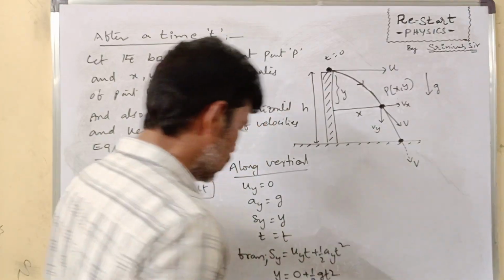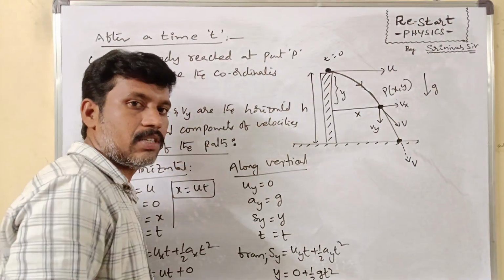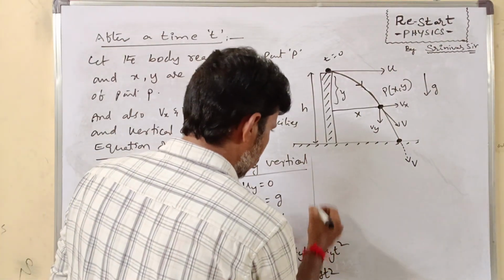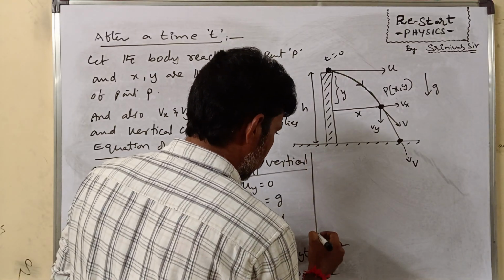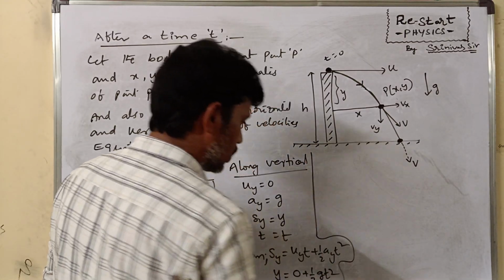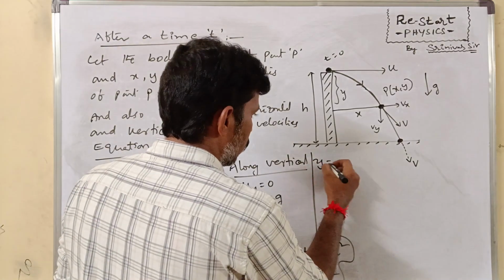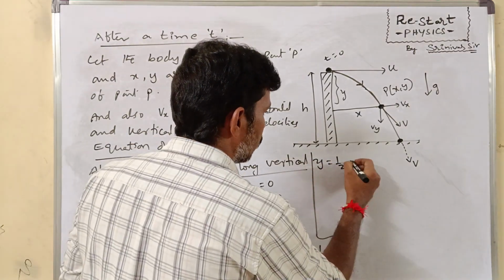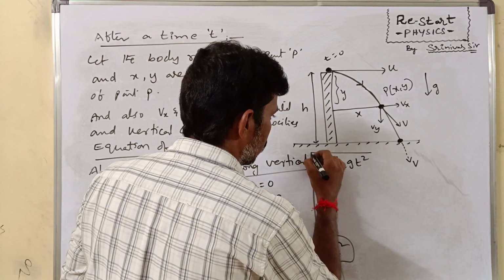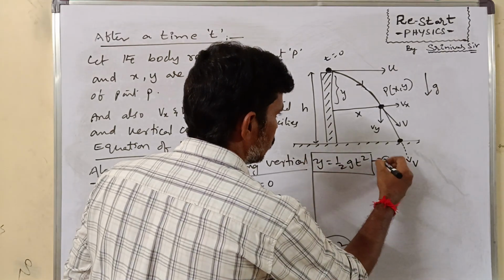y is equal to 0 plus half g t square. From that we can write y is equal to half g t square. Let us take it as equation 2.